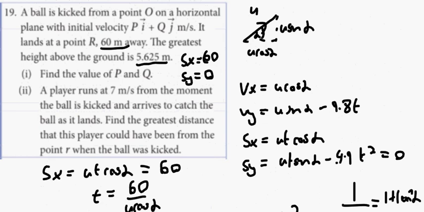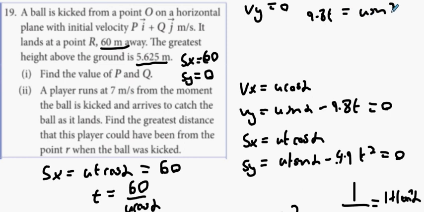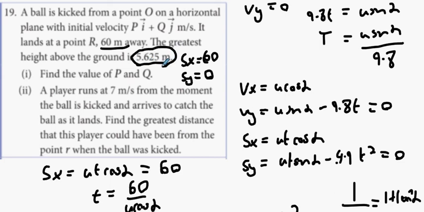Its greatest height above ground is 5.625. So what's the part for the greatest height? Py equals 0. So this equals 0. So you get 9.8t equals U sin alpha, and then t is U sin alpha over 9.8. Is that okay for greatest height? What formula do I put that into now? Since we're talking about greatest height, we're going to put that into Sy, aren't we?